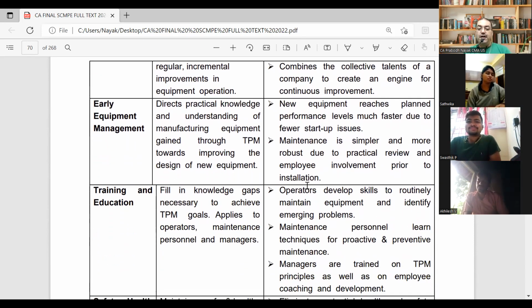Then we have early equipment management. It directs practical knowledge and understanding of manufacturing equipment gained through PPM towards improving the design of the new equipment. So when you purchase new equipment, what all things do you need to maintain with the new machine? Early equipment management: new equipment reaches the planned performance levels much faster due to fewer startup issues. Maintenance is simpler and more robust due to practical review and employee involvement prior to installation.